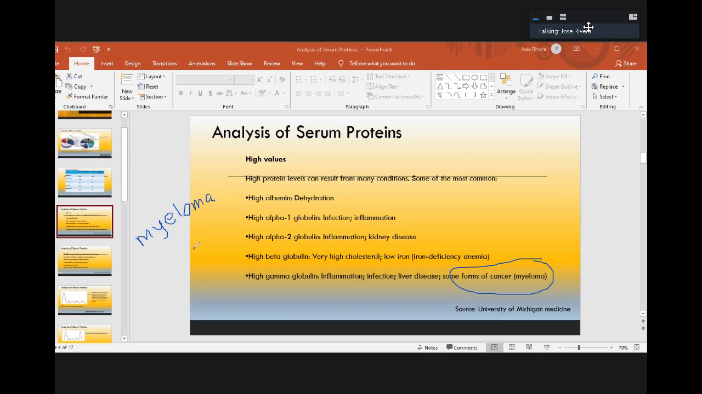Okay, so they're in higher concentration. So when you run them on a gel, the concentration of the fractions is going to be much higher, and also the way they migrate on the gel is going to be different. In a lab setting, high IgGs can tell you if a person has myeloma. At least two types of cancer can be detected by high IgGs.